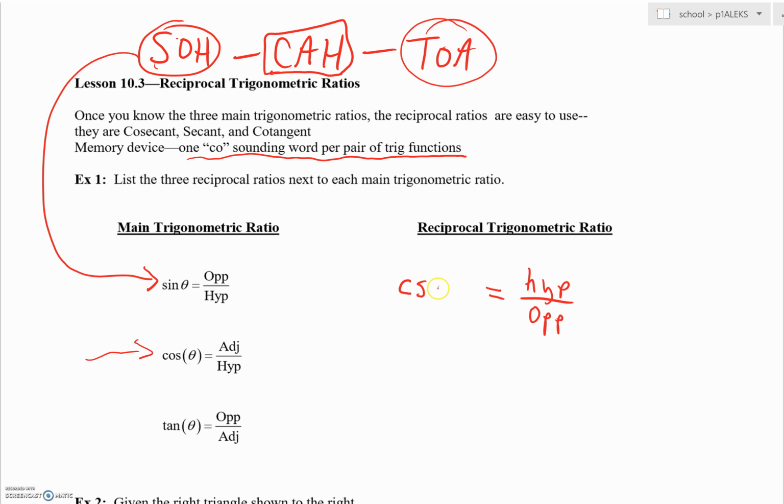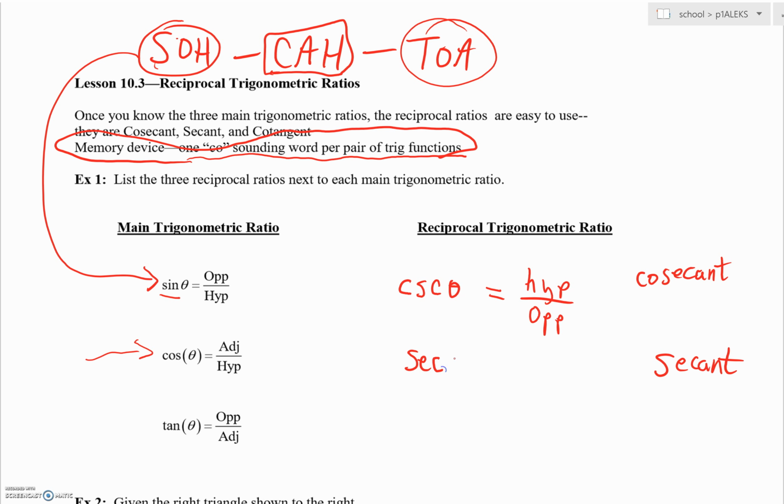Cosecant is abbreviated as CSC. So this is cosecant. And you can see what we wrote. The memory device was one co-sounding word per trig function. Here's sine, cosecant. So we move to cosine. We already have a co in it. The reciprocal of cosine will just be secant, and we abbreviate that by SEC.